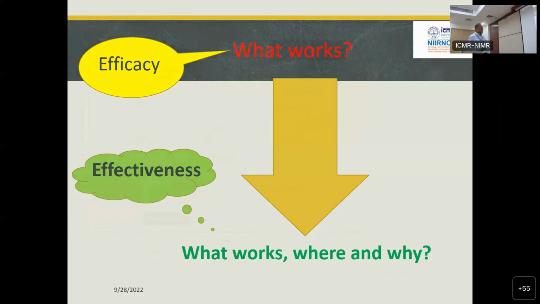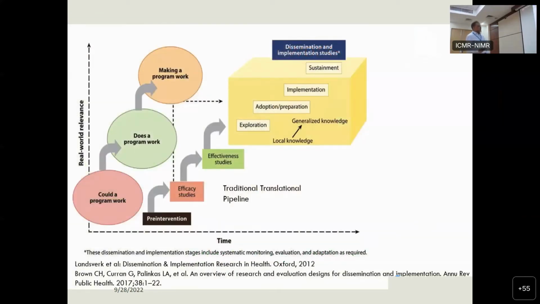And conceptually, if you want to see how it progresses on a timeline, first we develop the pre-intervention. The question answered is, could a program work here? Then we look at efficacy studies, which answer the question, does a program work? And then we do the effectiveness studies, which is making that particular program work for the purpose for which it is intended. And that will include these tenets. This yellow box is actually implementation research, where we do exploration, adaptation, adoption, implementation, and finally sustainment. So when any research idea reaches here, we think we are ready for implementation science.